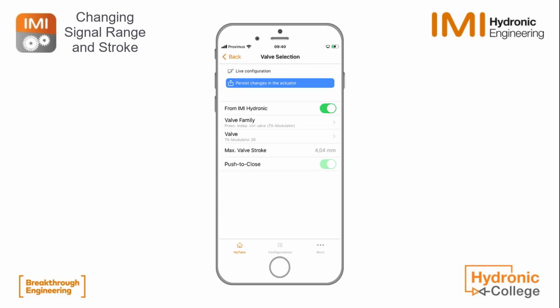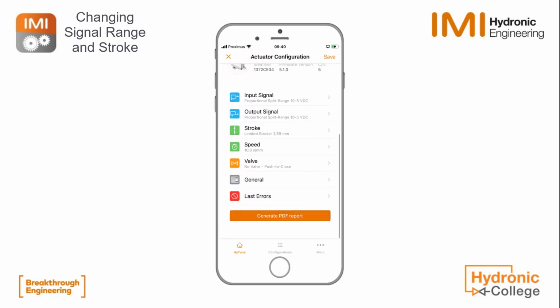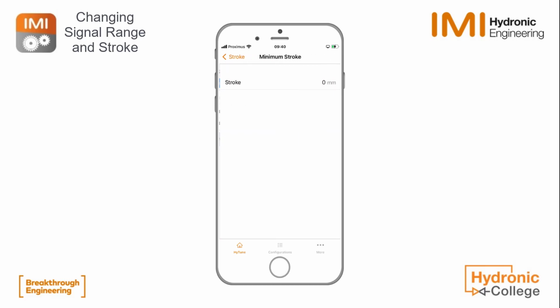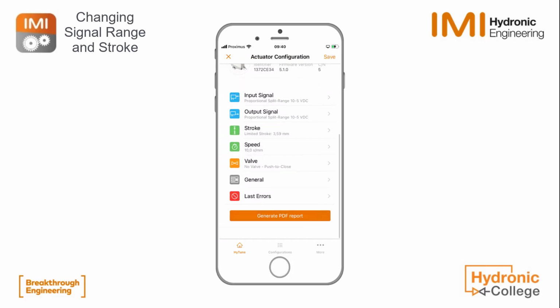Now if I would delete the valve from the settings, so HyTune doesn't know which valve we are connected to, then you will see that the only option we have got is to set the stroke limitation in millimeters, of course, and not in flow. So there you see what the maximum values are, what the detected valve stroke is, and we can set the limited stroke.